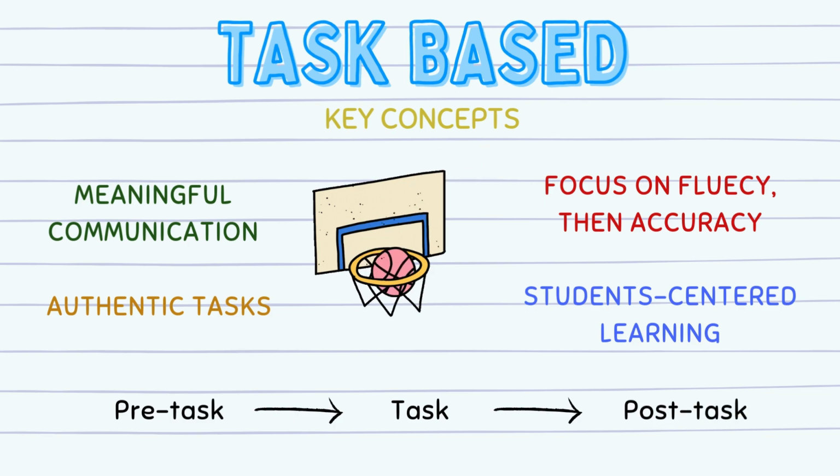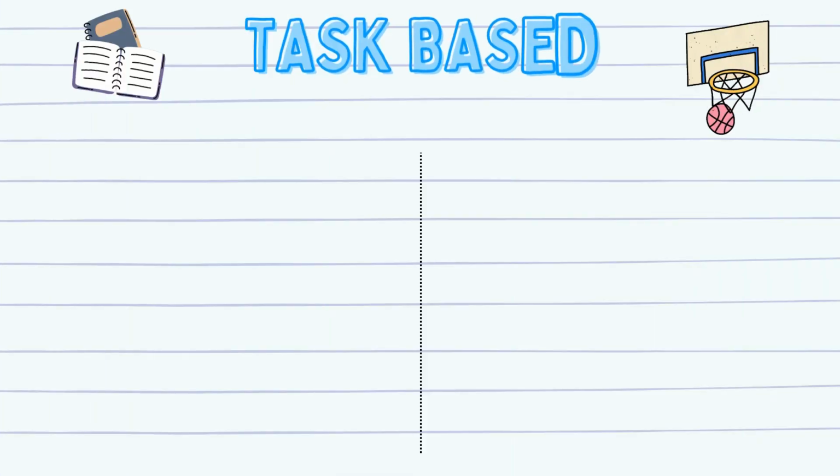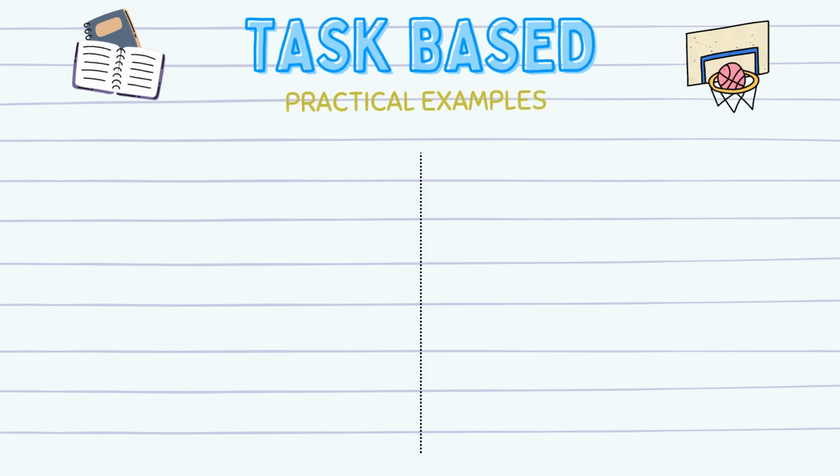And the third stage is called post-task. Here, teachers review the performance of students. They give feedback and focus on useful vocabulary or grammar that emerge during the task. On the internet, you can find a lot of examples, but here there are 4 practical examples.